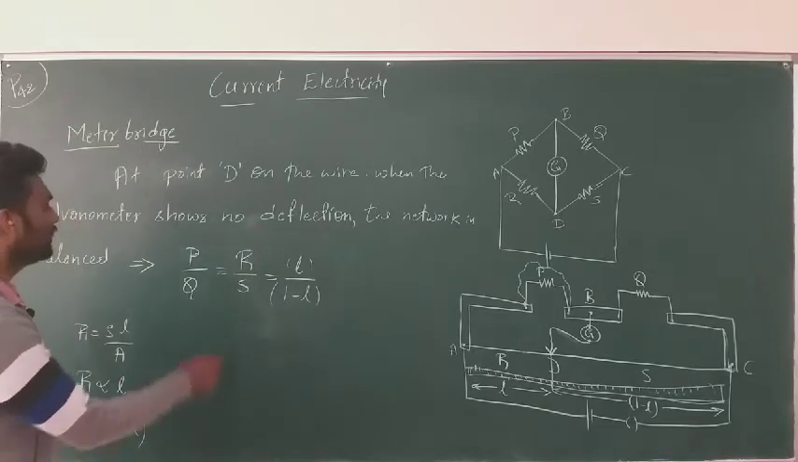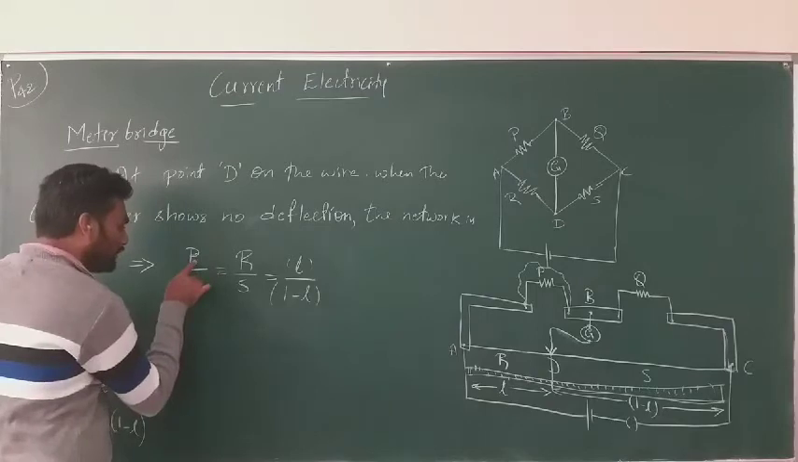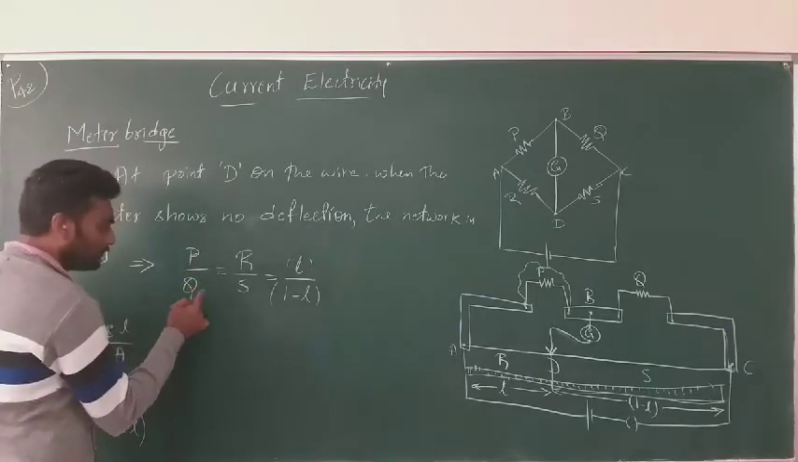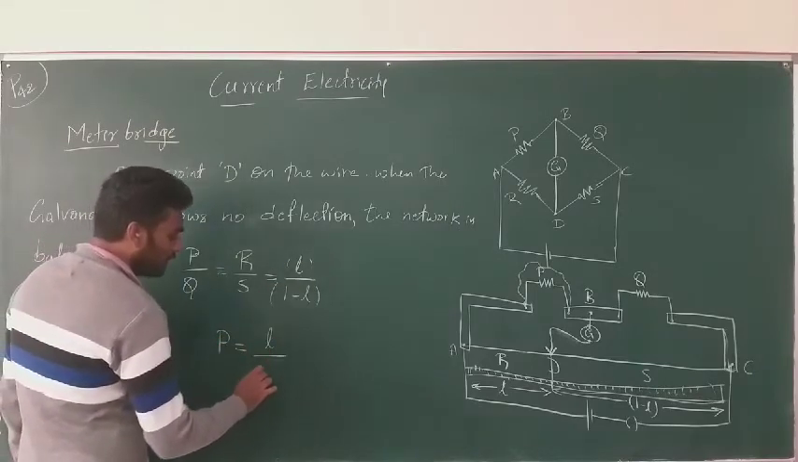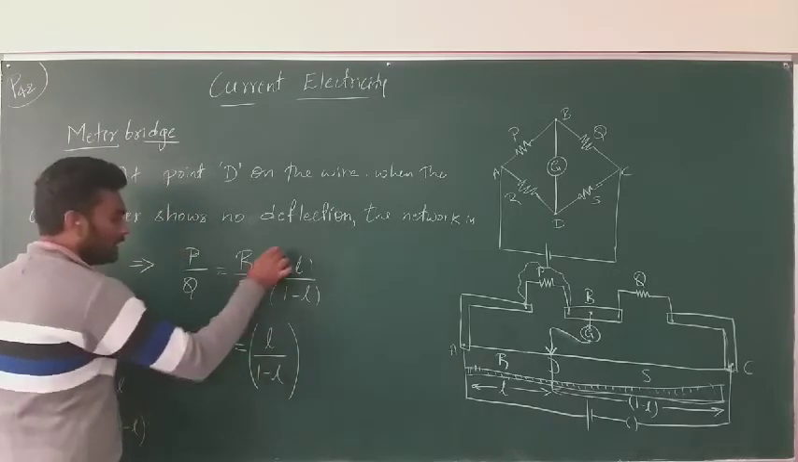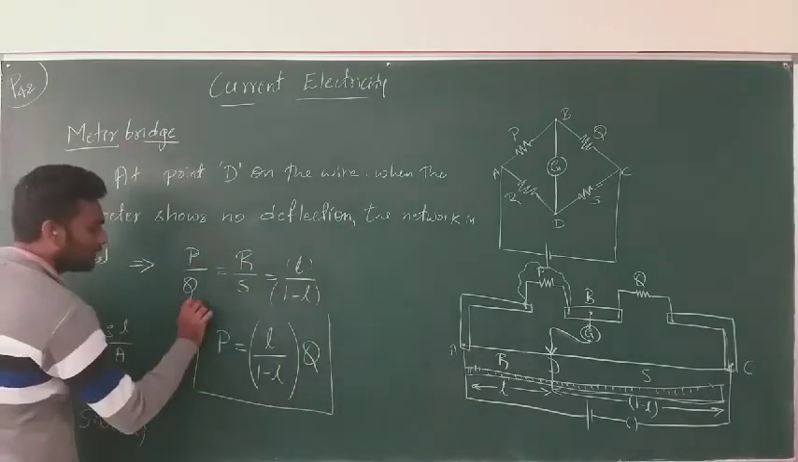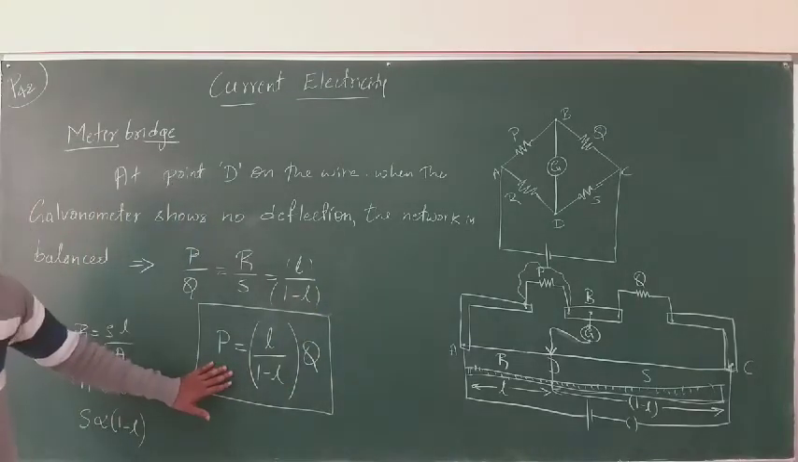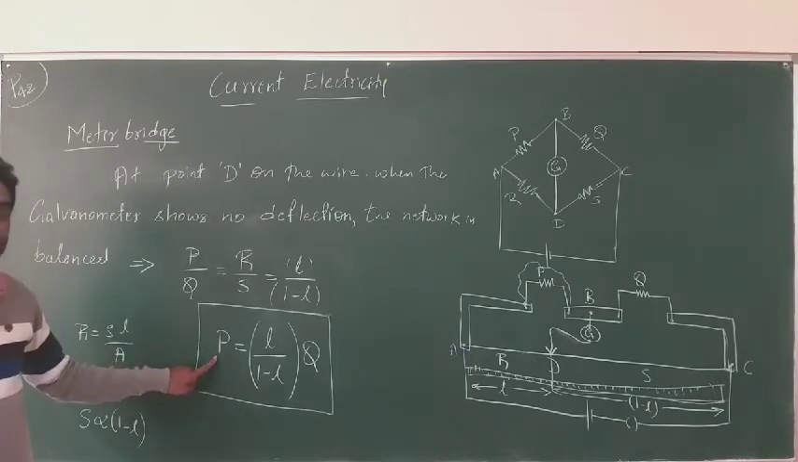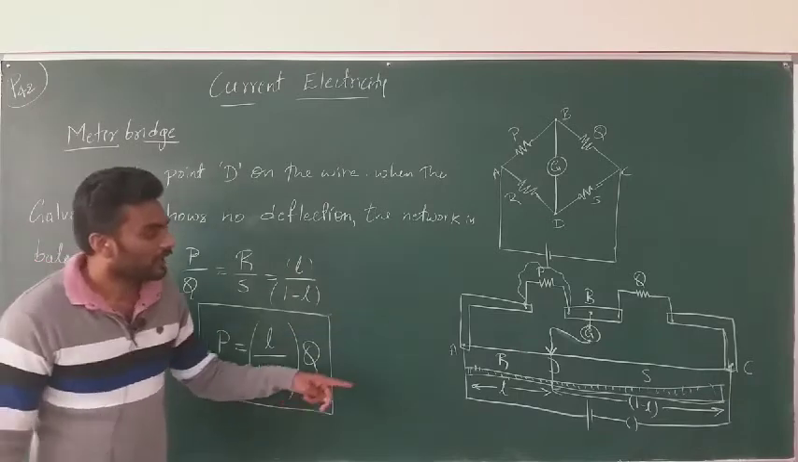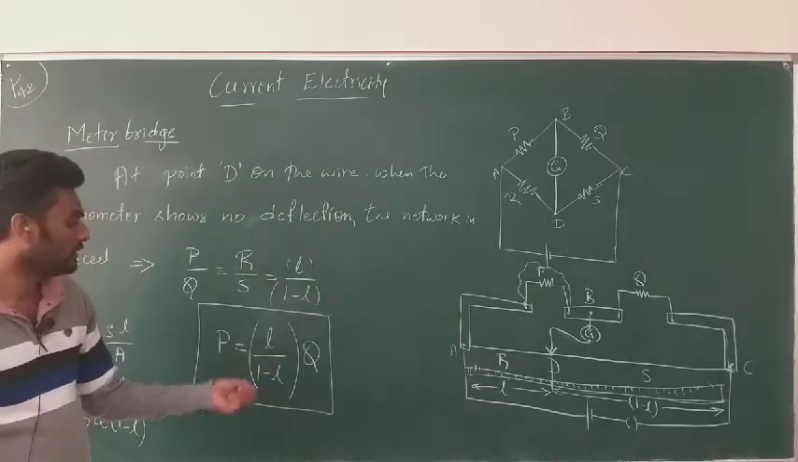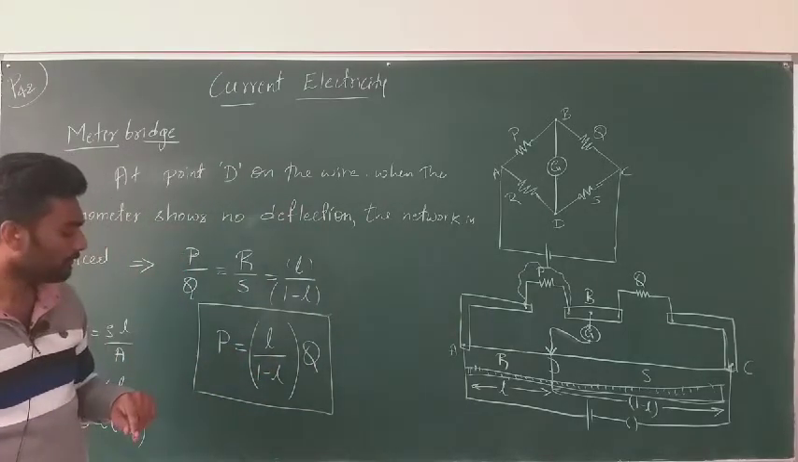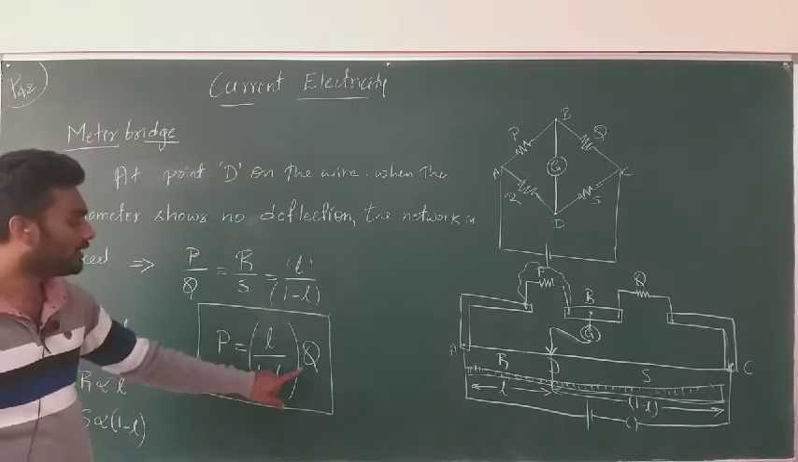That's it. Our intention is to get the value of P. We knew the value of Q, so that's not a problem. So P becomes equal to L by 1 minus L into Q. This is the final expression using which we can get the value of P, which is the resistance of the wire connected between these two terminals. And this is what we were trying to find. P is equal to L by 1 minus L into Q.